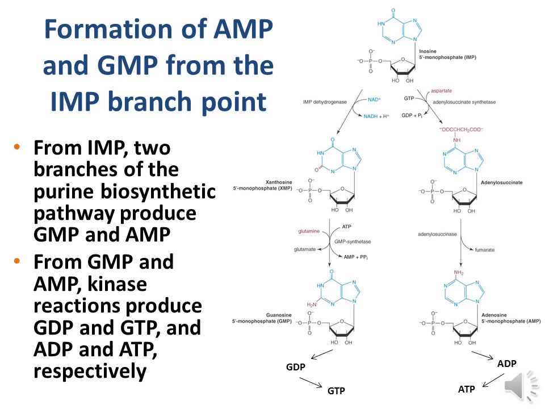Once IMP is made, purine biosynthesis continues on from what is called the IMP branch point. From IMP, 2 branches of the purine biosynthetic pathway produce GMP and AMP. And then from GMP and AMP, kinase reactions produce GDP and GTP, as well as ADP and ATP.